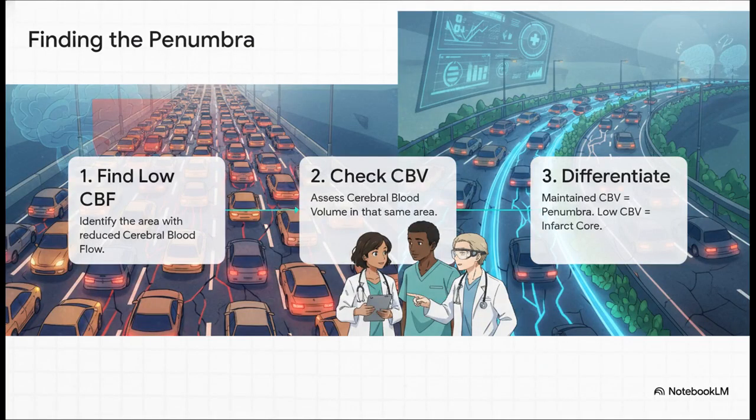Perfusion imaging is all about one thing: finding brain that we can still save. Think of it like a highway traffic jam. The cerebral blood flow, or CBF, is low, that's the traffic jam itself, but if the cerebral blood volume, the CBV, is normal or even high, it just means all the cars are still on the road, waiting. That brain is alive, it's just congested. That's the penumbra. But if the CBV is also low, the cars are gone, the road is empty, that tissue is dead. That's your infarct core.